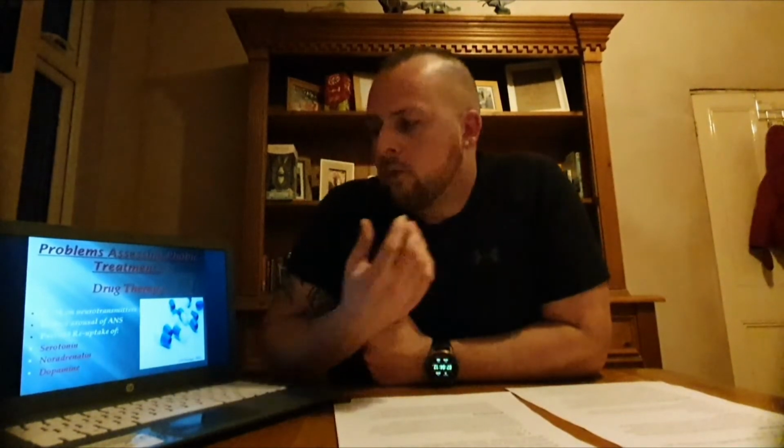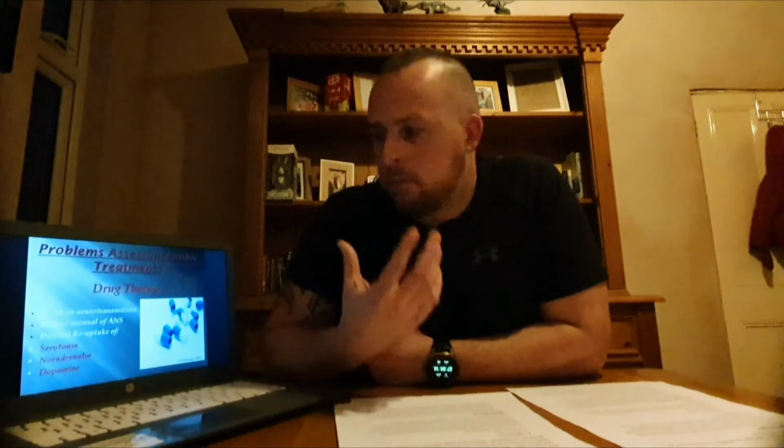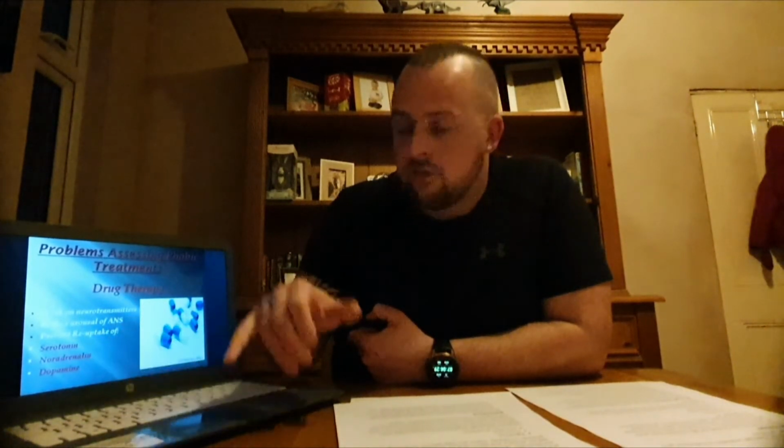So we're now just going to have a quick look at some treatments. We're going to look at the treatments, but also the problems associated with each type of treatment. So start off with drug therapy. These work on the neurotransmitters in our brain, just to reduce the ANS, which is associated with panic attacks and increased heart rates. And it prevents the reuptake of serotonin, noradrenaline and dopamine to stop panic attacks occurring, basically.